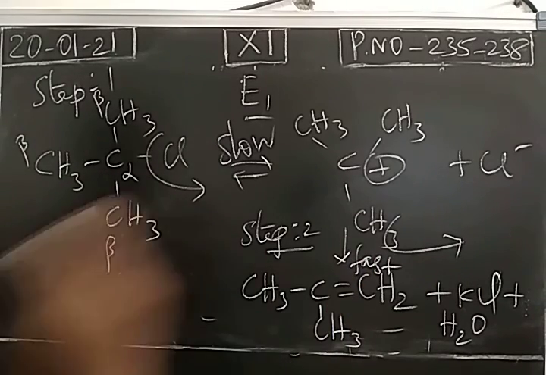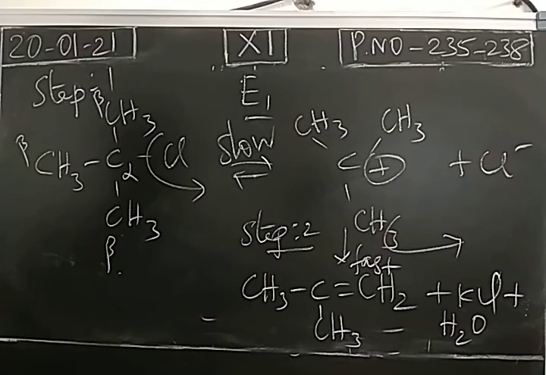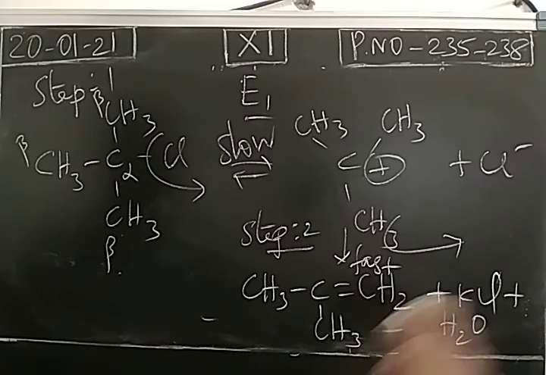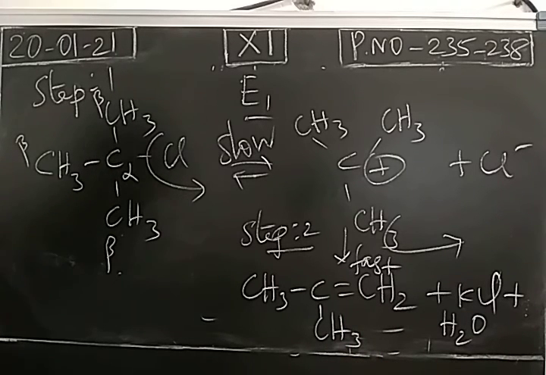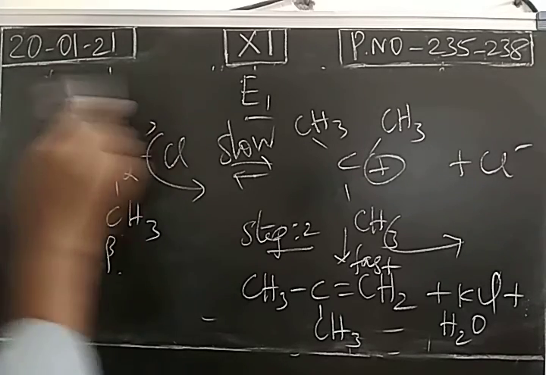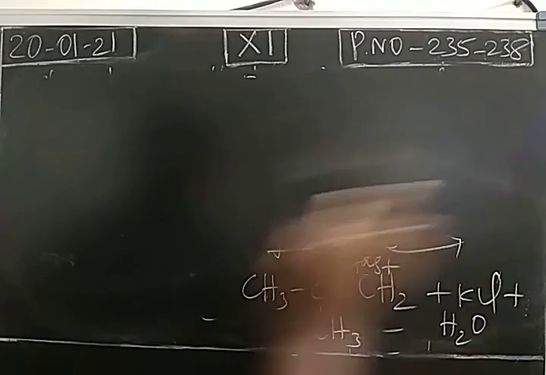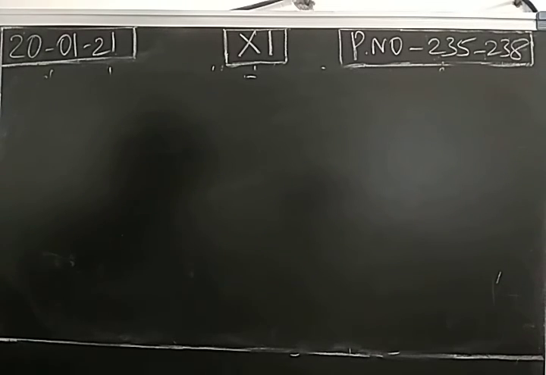First step is the formation of carbocation, slow step, and it is the rate determining step. From the carbocation, due to H plus leaving from the beta position, we get the product isobutylene or 2-methylpropene. It is a fast step with the byproducts potassium chloride as well as water. So with this, we complete the E1 mechanism. So 4 mechanisms we have completed: SN2, SN1, E2 and E1. Next, reaction of alkyl halides with metals.